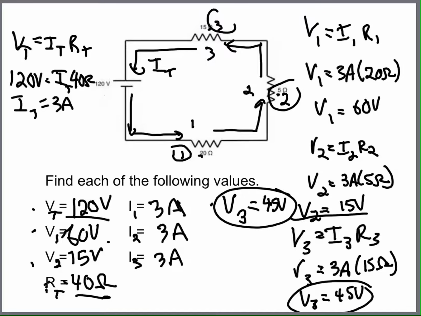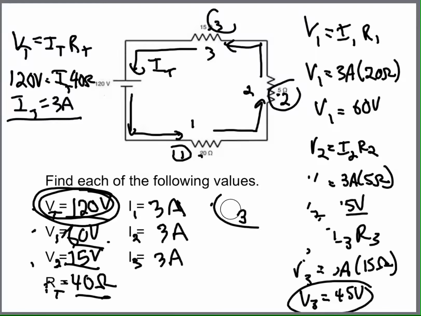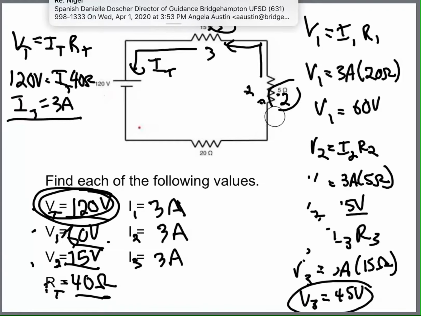Now, just to make sure that our voltage rule holds true, we know it's supposed to add up to 120. We get 60 plus 15 is 75. 75 and 45, nicely enough, is 120. Now, before we move on to the next thing, I want to talk about something from the lesson I did yesterday.